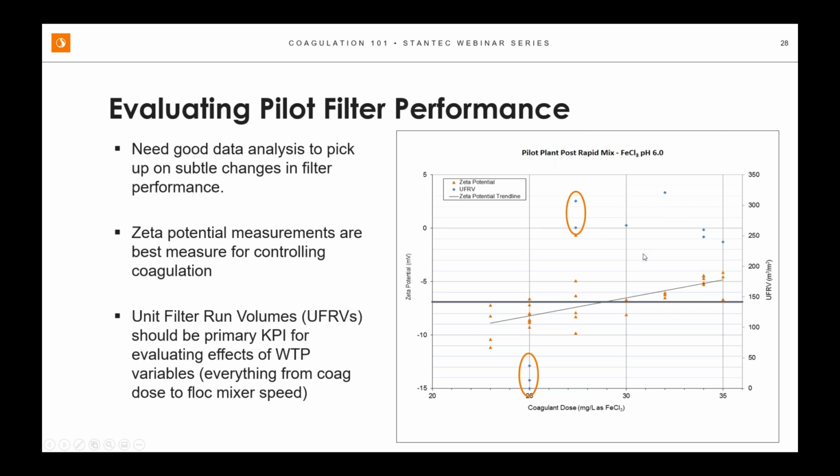And again, this unit filter run volume, that is the parameter that you measure, because it accounts for everything. No matter what changes you make to the coagulant dose or the flock mixer speed, if it doesn't show up as a difference in unit filter run volume, maybe it's not important.